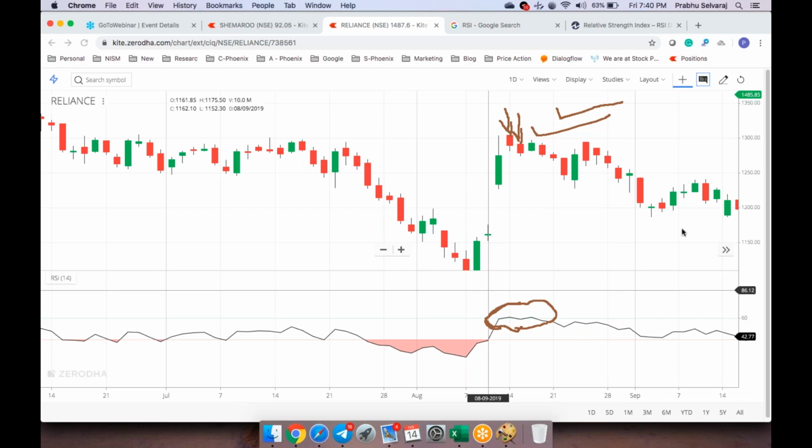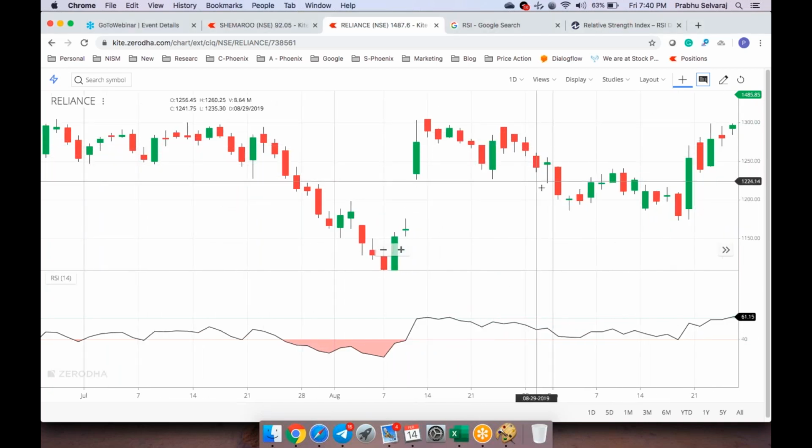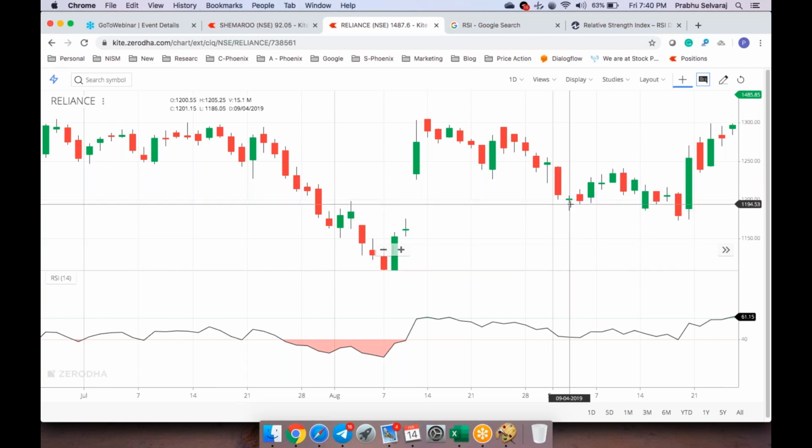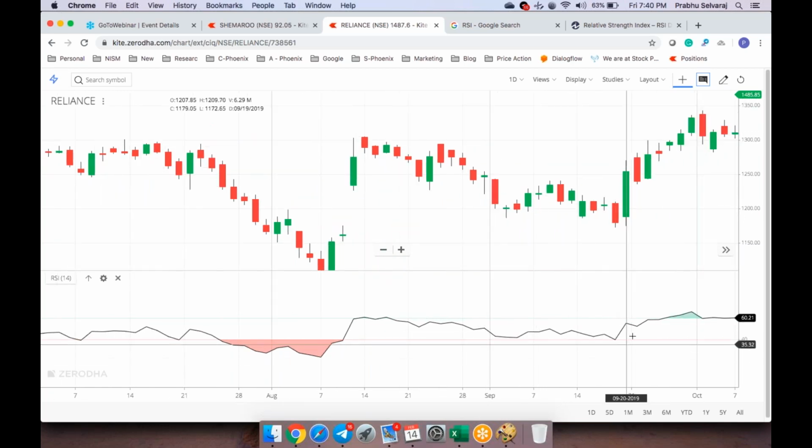Okay, again, I'm coming back this side. Once I come back, here the stock made a doji. Now what's happening here? It is taking a support from 40 and again going up. Again support from 40, again going up.